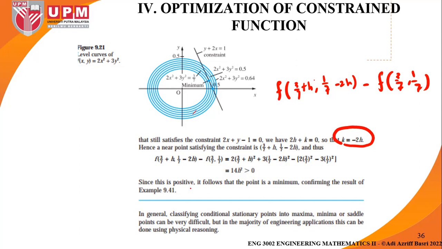Since this one is positive, this point is a minimum. So it confirms the result of 9.41. It is a minimum value because 14h squared is higher than 0; because of the square, even if you put negative 1 it becomes 1. So 14 is higher than 0, so automatically it is a minimum. In general, classifying the stationary points into maximum, minimum, and saddle point can be very difficult, but in the majority of engineering applications, this can be done using physical reasons.